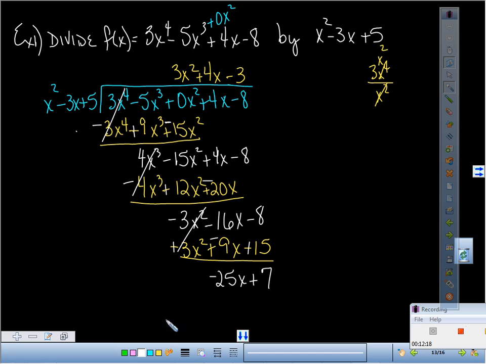Alright, are we doing it again? Why not? How do you know you're done? Well, when this exponent right here is bigger than this exponent, you're done. Okay, so that's how you know when to stop.